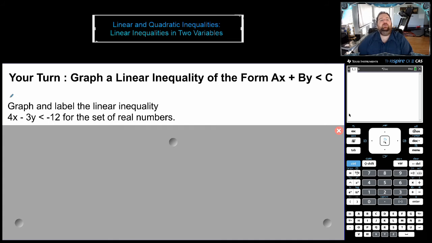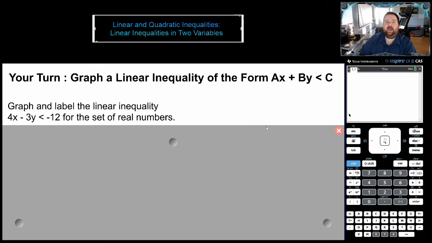Okay, so it's going to be your turn. Go ahead and try this one out. You are asked to graph and label the linear inequality 4x minus 3y is less than negative 12. This question's in your workbook. Try it out, and when you're done, come back to check your solution. See you soon.